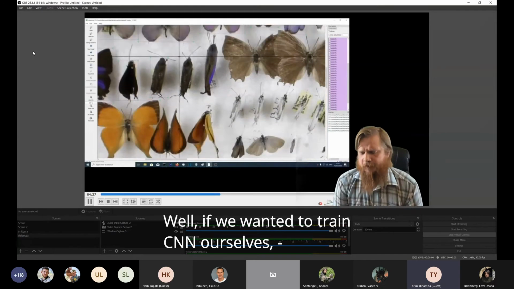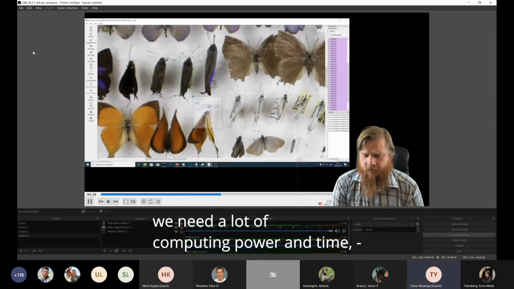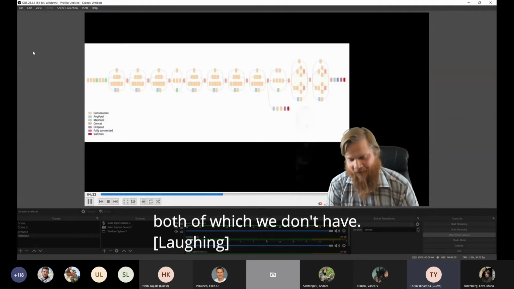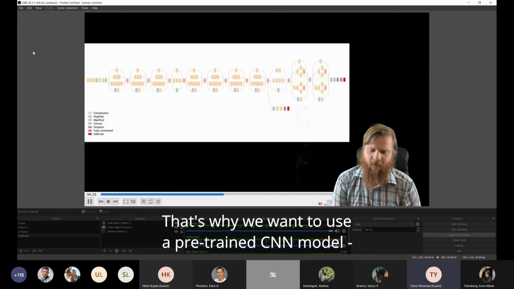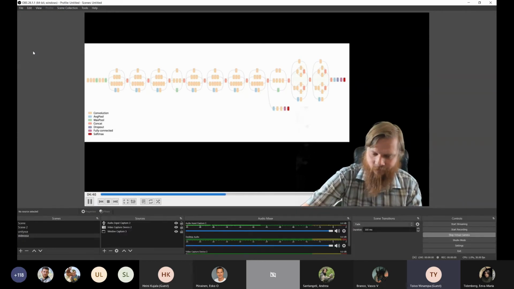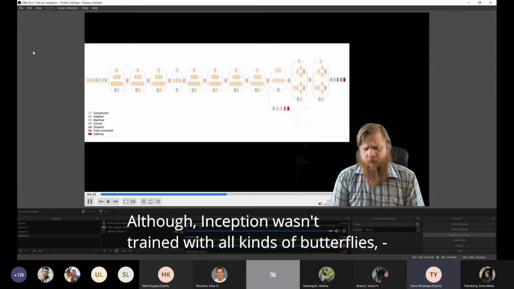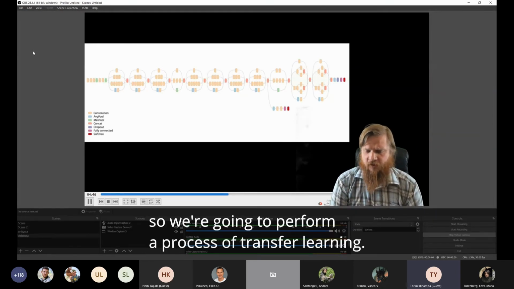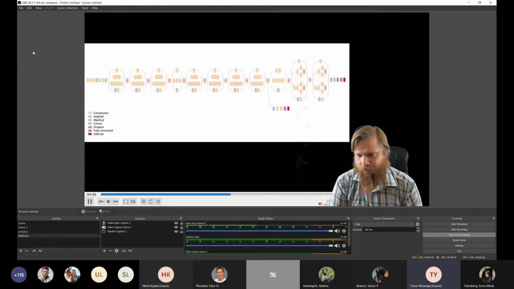Well, if we wanted to train a CNN ourselves, we need a lot of computing power and time, both of which we don't have. That's why we want to use a pre-trained CNN model called Inception. Although Inception wasn't trained with all kinds of butterflies, so we are going to perform a process of transfer learning.